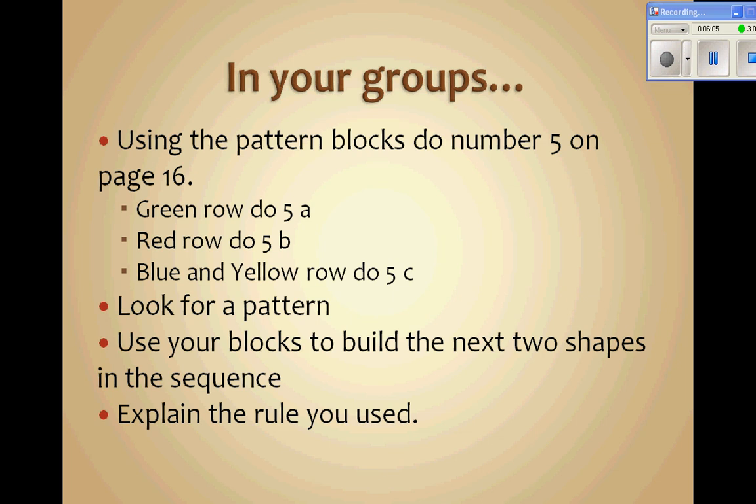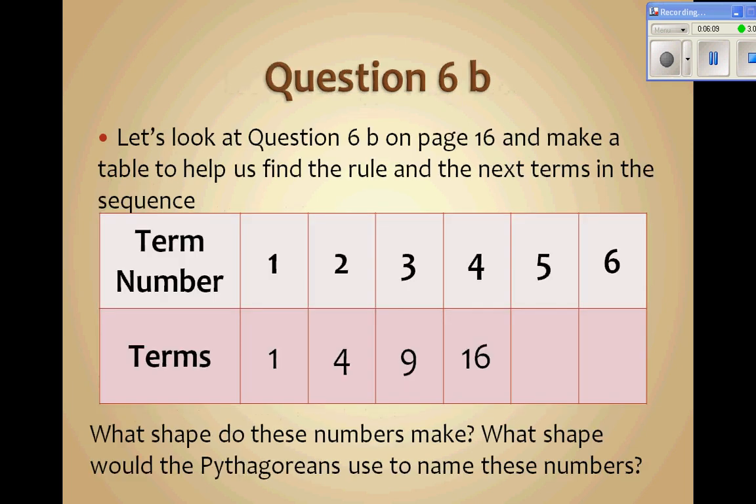Now let's take a look at question 6b on page 16 in your math book. Let's make a table to help us find the rule and the next terms in the sequence. Notice I have started a table for you. In the top row we put the term number or the position of each term in the sequence. We number it 1, 2, 3, 4, 5, and 6. The book has given us the first 4 terms in the sequence. They are 1, 4, 9, and 16. We need to find the 5th and 6th term.